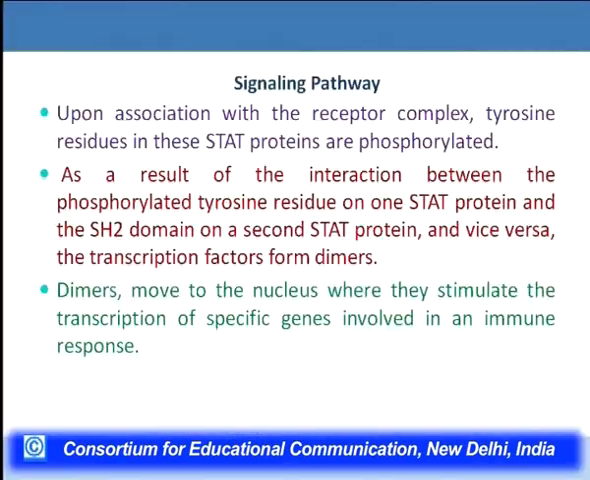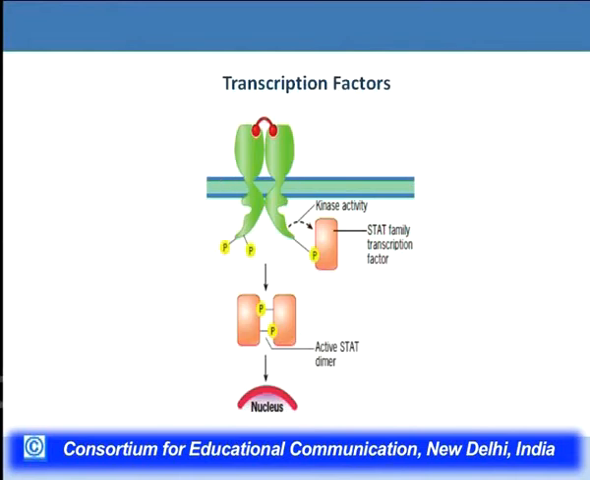Once a dimer is formed, this transcription factor complex can go inside the nucleus, and they can activate a specific set of genes. Which genes they activate will depend on the type of STATs which are bound. A very common response is found in the immune response, where STAT factors go and activate genes related to immune response in the organism.